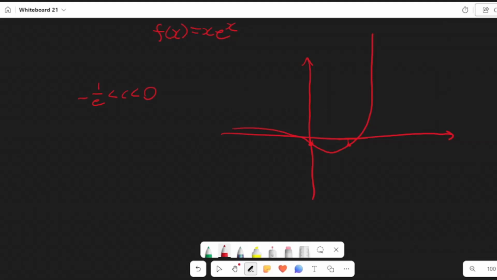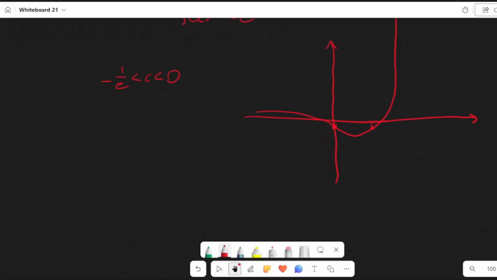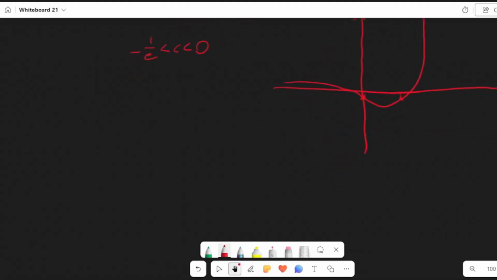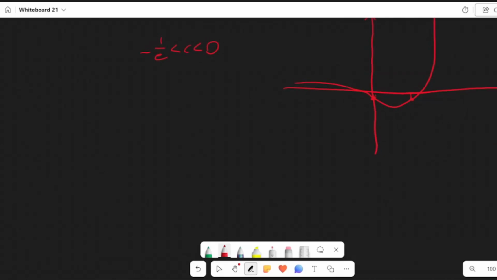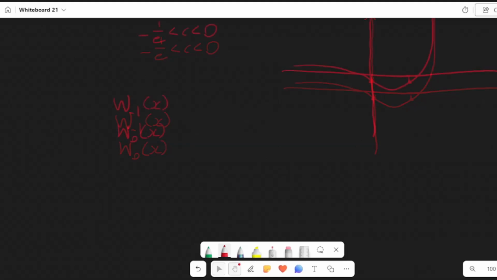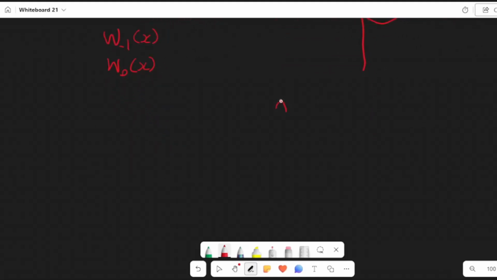And for that reason, we often divide it into different branches. I'm only going to focus on two. The negative first branch, which we depict as W of negative 1 of x, and the zeroth branch, which is W of 0, which I think is the most familiar to everyone. These are basically the two real branches of the Lambert W function. And it looks somewhat like this.